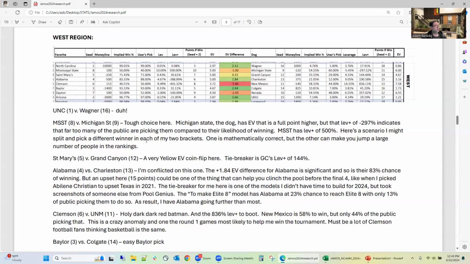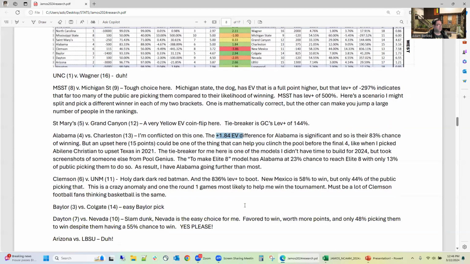Alabama versus Charleston. This is another one I'm very conflicted on. The positive 1.4 EV difference is significant, and so is their 83% chance of winning. But the tiebreaker here, I didn't have time to build separate models for Vegas odds to make Sweet 16, Elite Eight, Final Four. Those are important. I'm probably going to do that for next year because this is one of those scenarios where I'm boxing myself in. I would have rather decided the later rounds before I decided the first round games. So that's something I'll do for next year. I'll talk about that later.